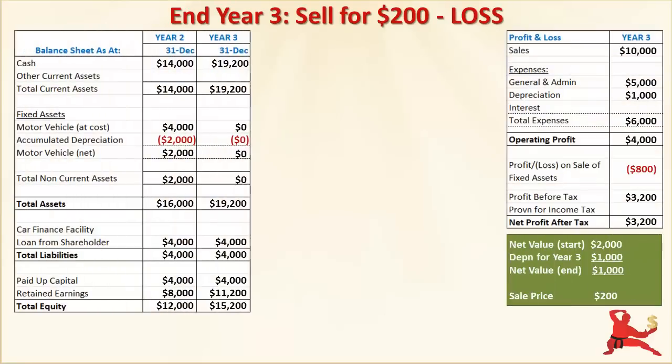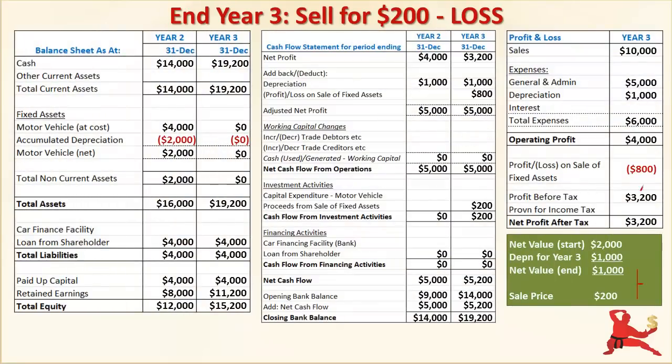Here's what your financials would show if you sold the car for $200. That's $800 less than the net book value of the car. So your profit and loss statement will show a loss of $800 on sale of fixed assets. Profit before tax is now lower at $3,200.